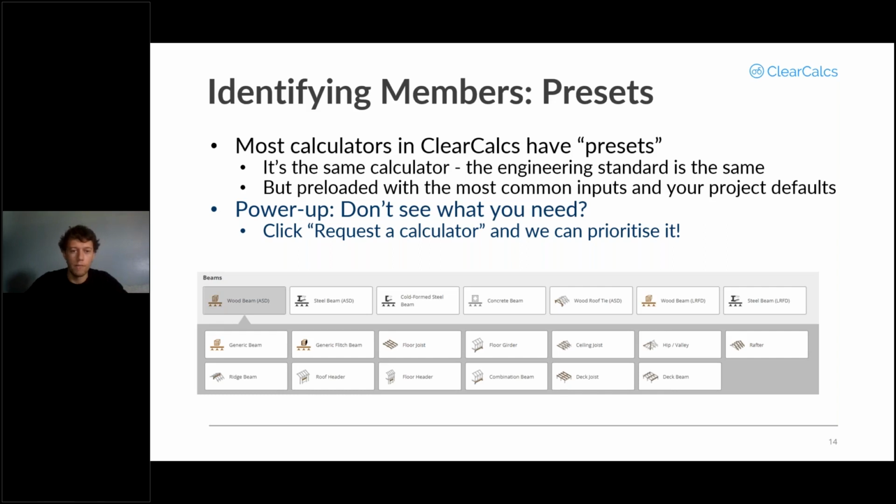So for a floor joist, we're going to use a default floor load. For a rafter, we're going to use the default roof load, for instance. One thing again, if you're not seeing something that you design often, you think it would be useful, send us a message. We'd be more than happy to look at being able to add either a preset or a new calculator so that you can get your work done faster in ClearCalcs.